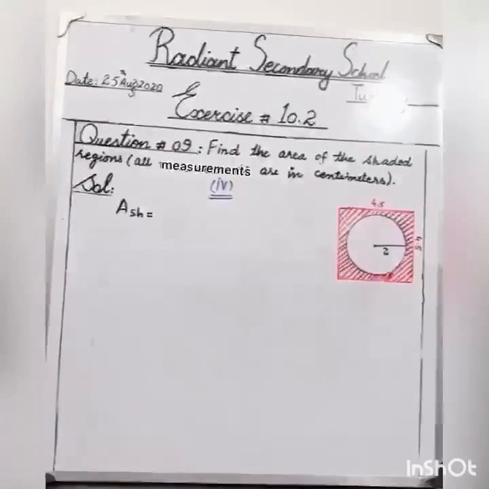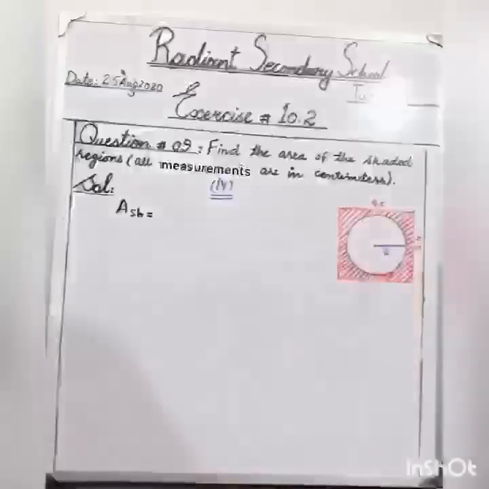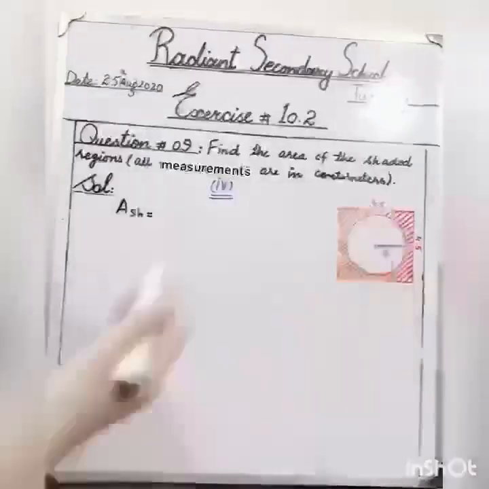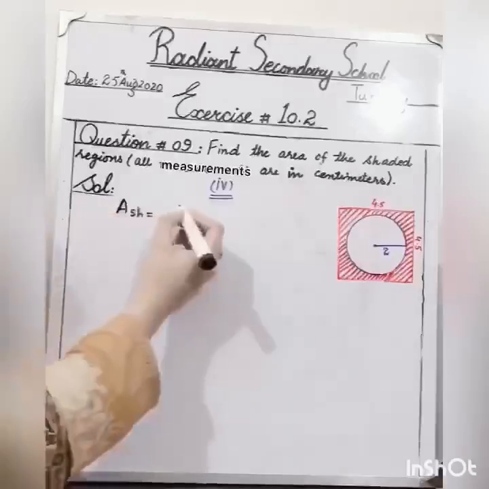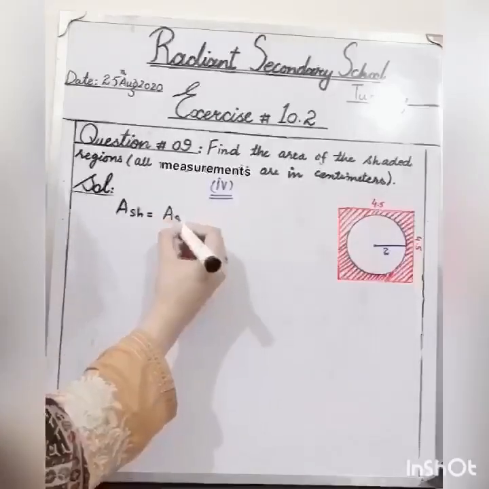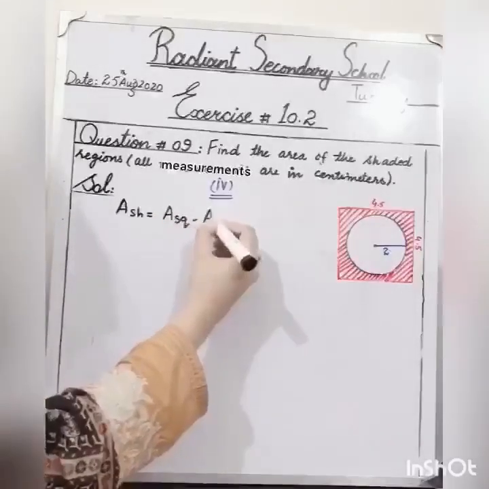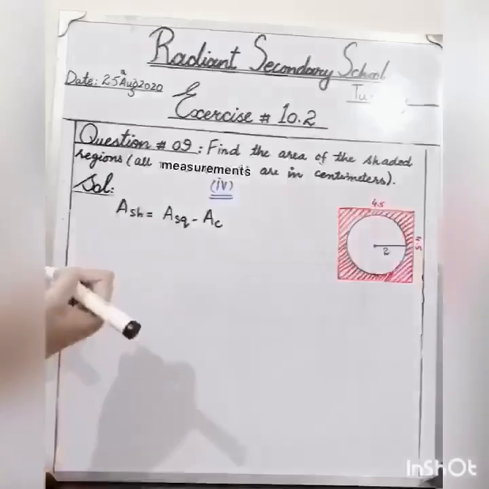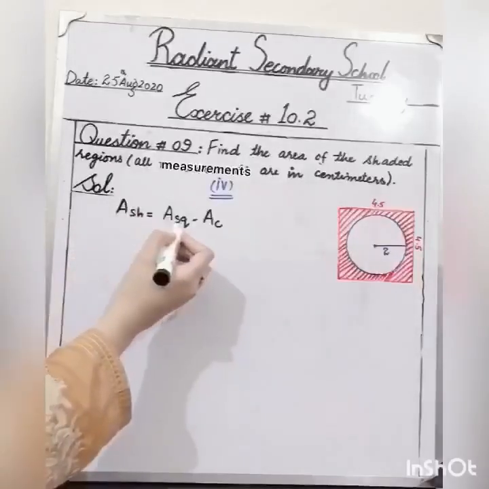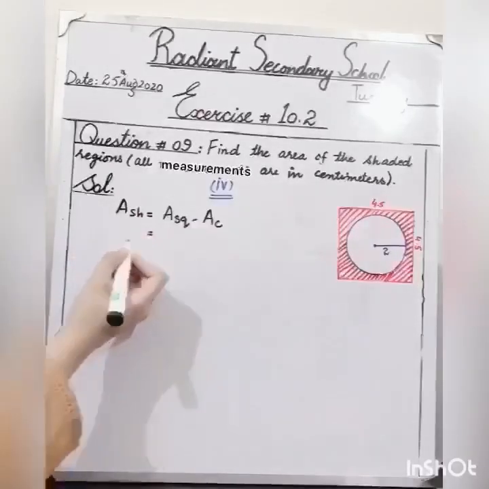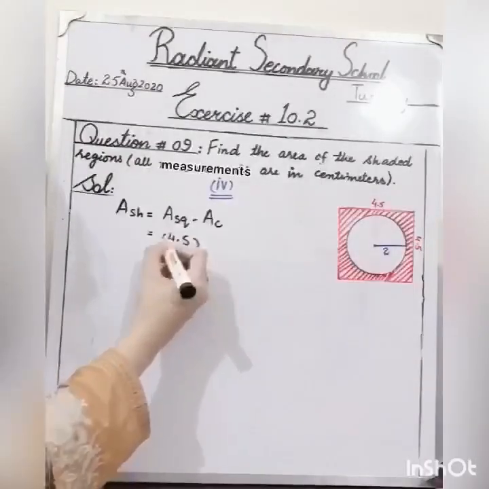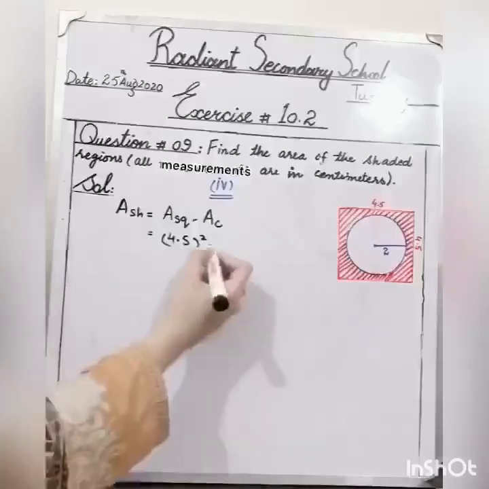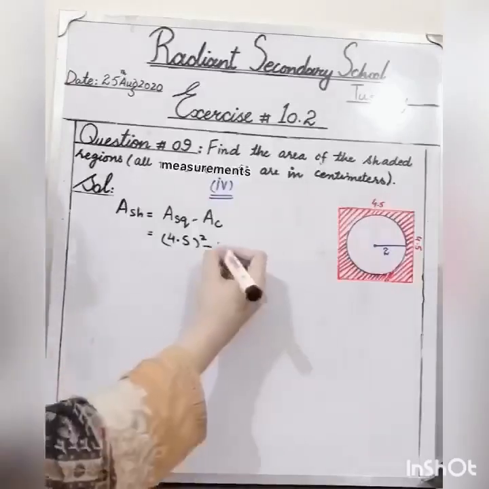In the fourth part, students, a square is given to you and inside the square there is a circle. So how are we going to find the area of the shaded region? We will subtract the area of the circle from the area of the square. So we write area of square minus area of circle. Here one side of the square is 4.5. So to find the area of the square, we will take the square of 4.5, minus the area of the circle, which is pi r square.